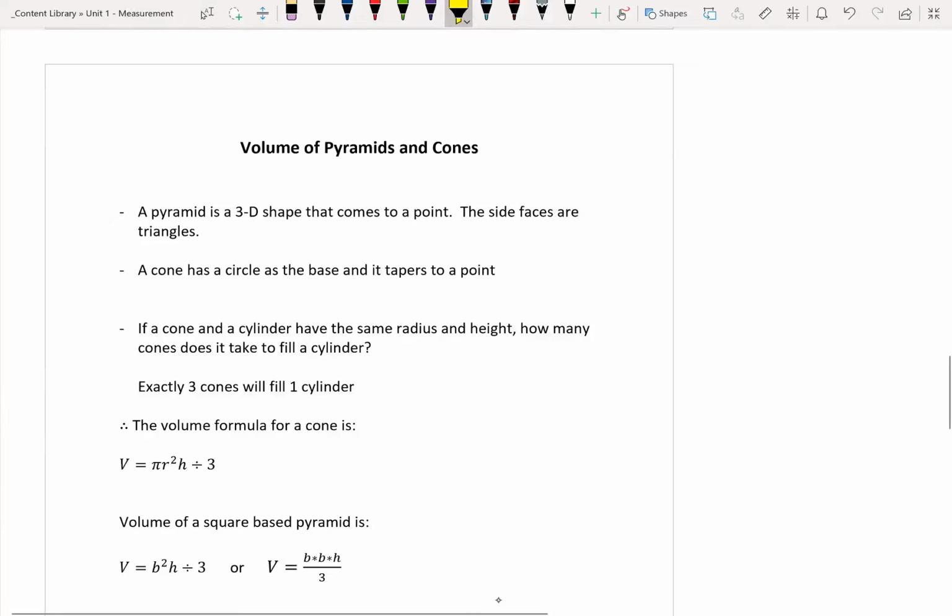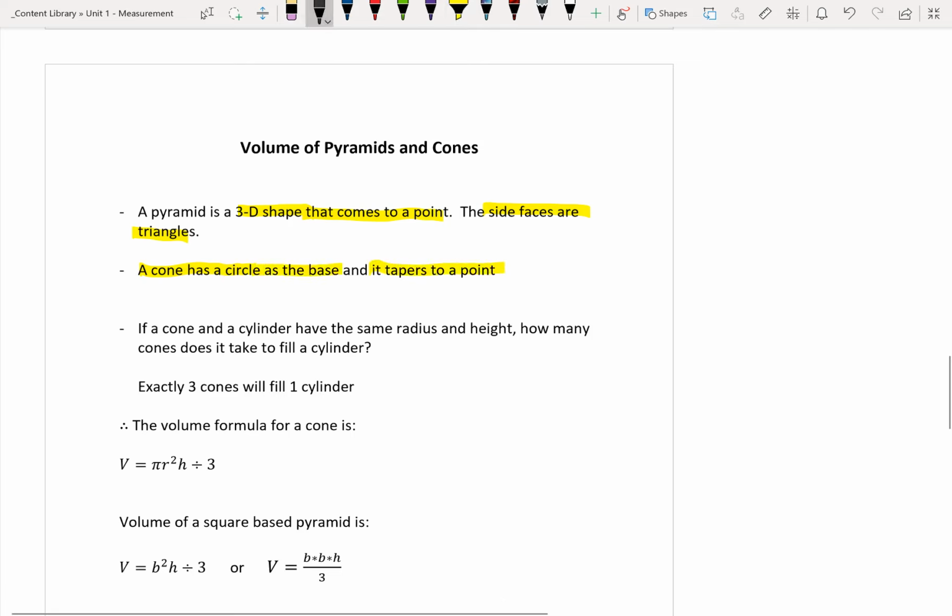In today's note, we'll be looking at the volume of pyramids and cones. So pyramid, if you can imagine the pyramids in Egypt, they're 3D shapes that come to a point, and the side faces are triangles. A cone, you can think of something like an ice cream cone. It has a circle as a base, and it tapers to a point.